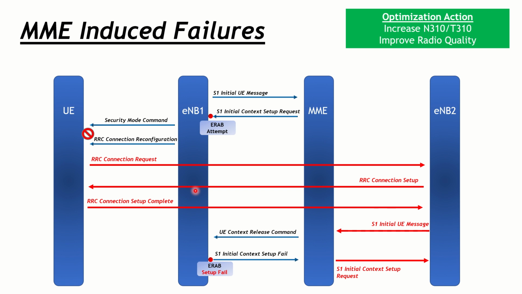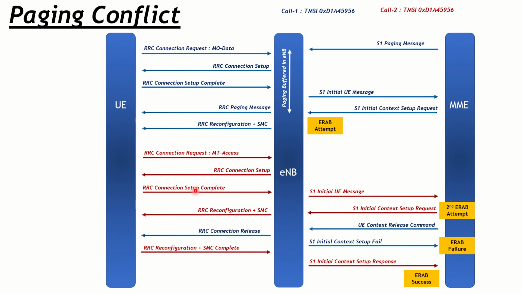Okay. Another one which is difficult to analyze, but it is there in many networks, and it is not really possible to find it out from the KPIs itself. You need a trace for that, but let me just try to explain or make you understand what this issue is. This is called a paging conflict.